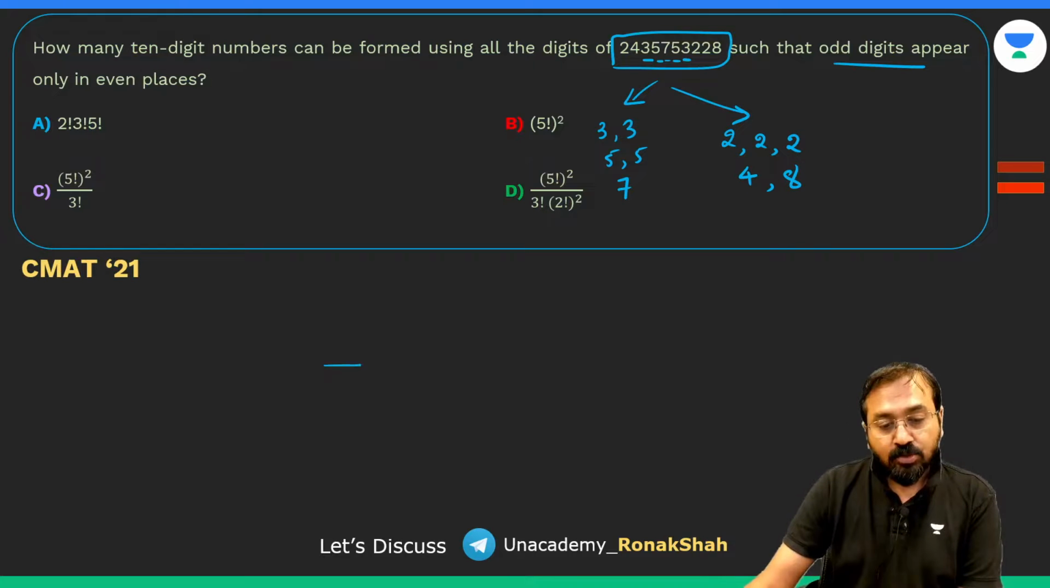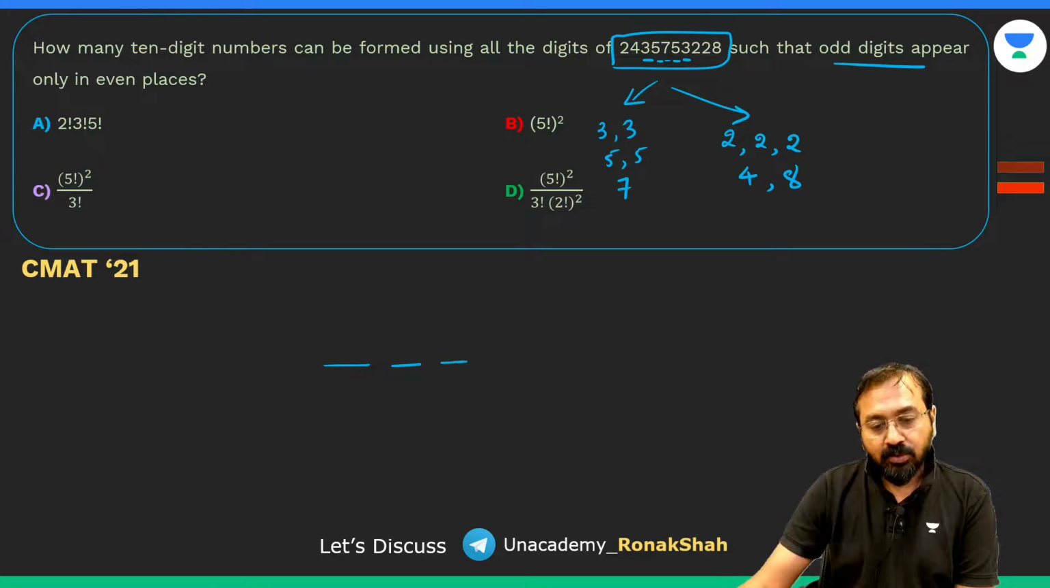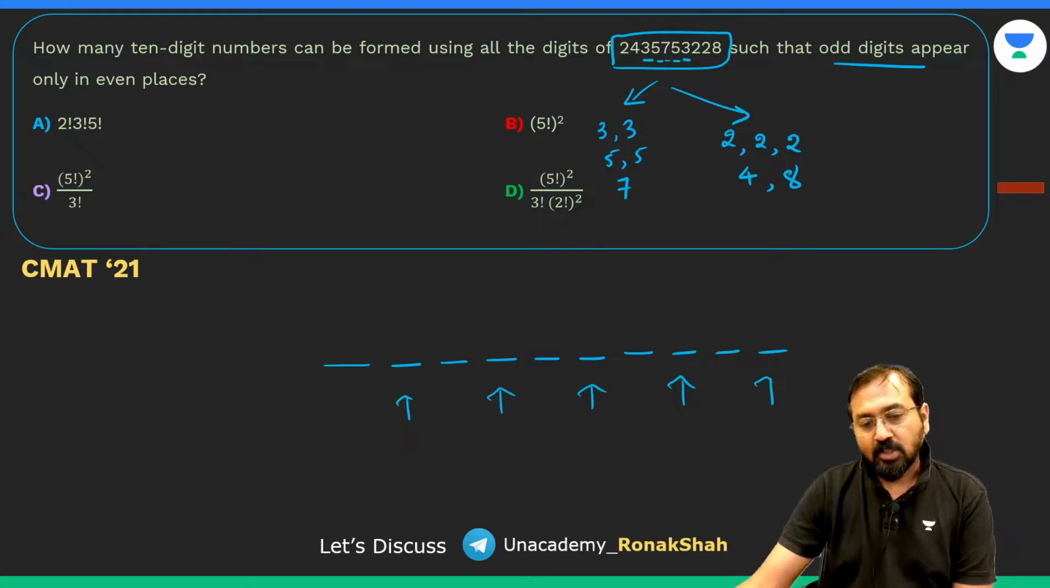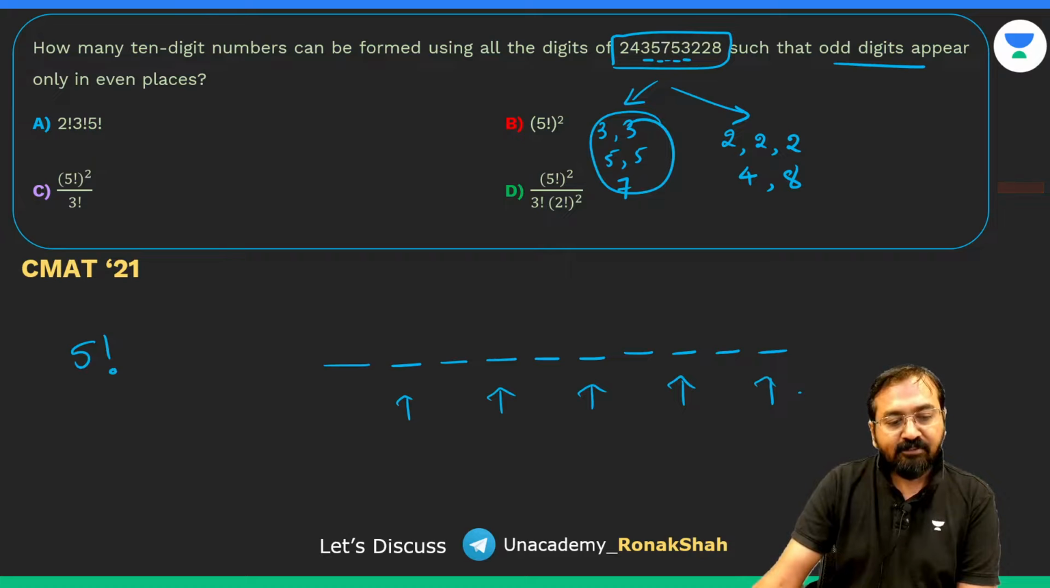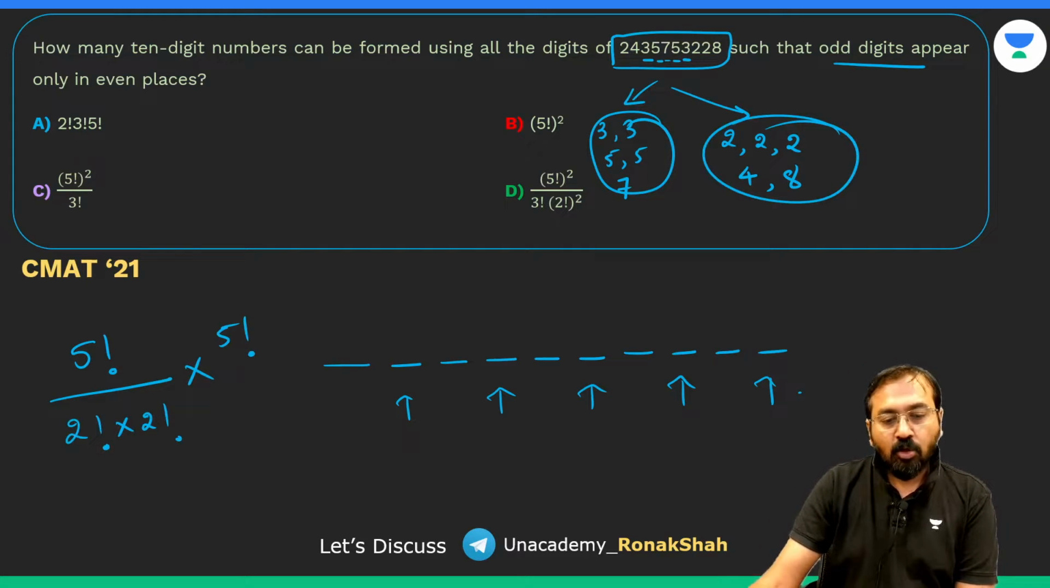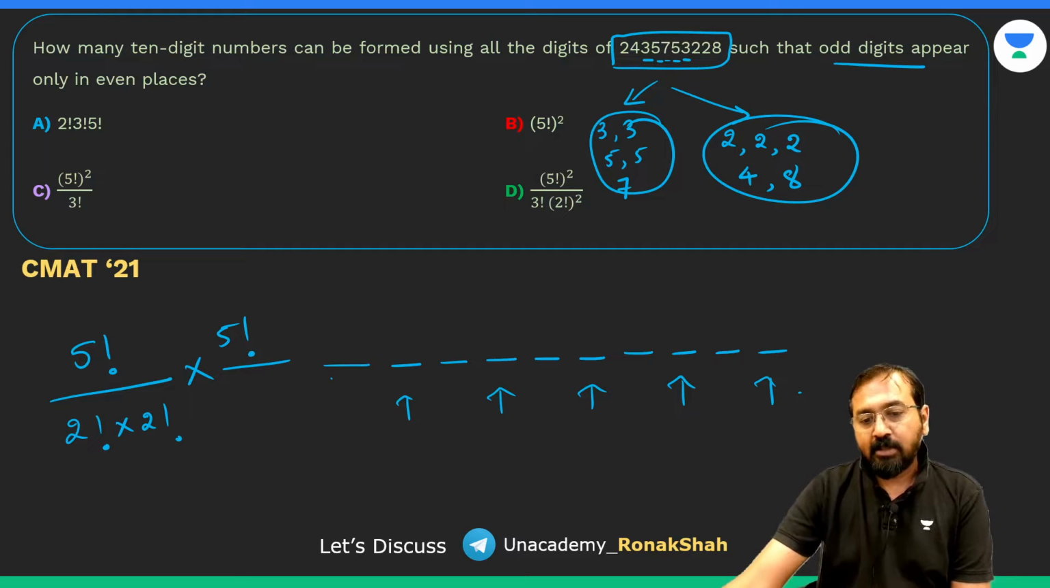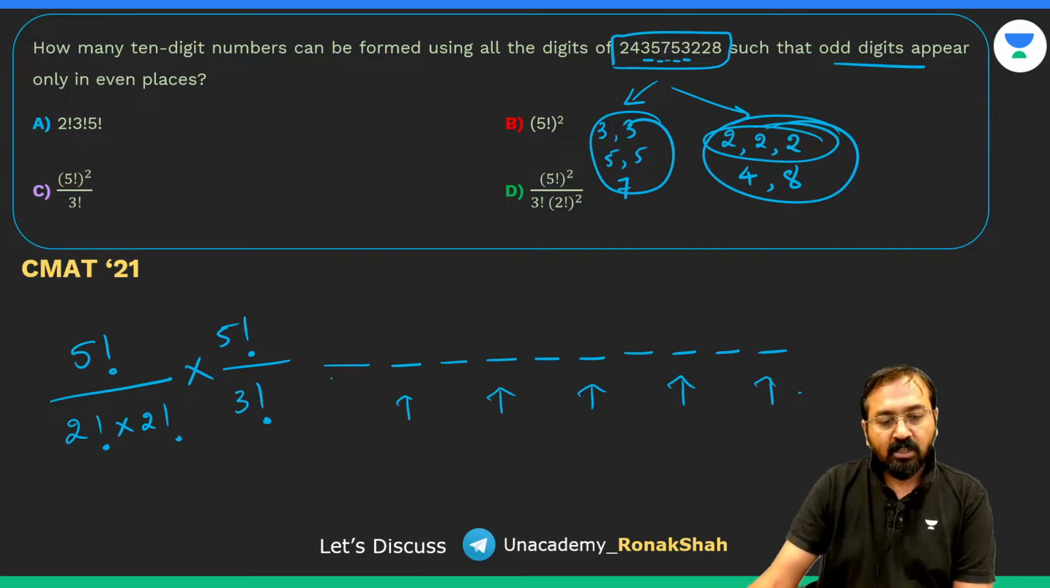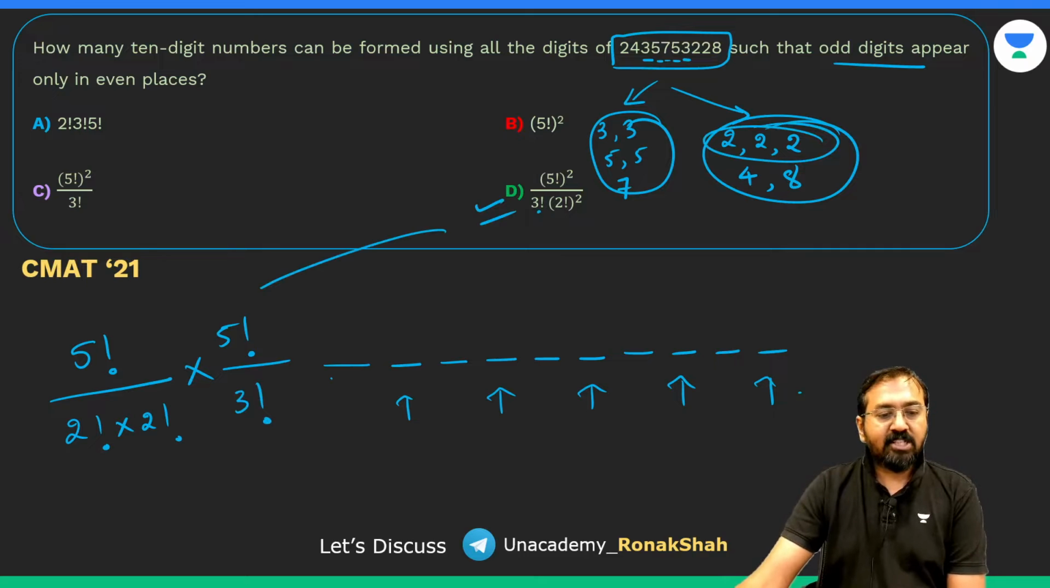And we are asked to form 10-digit numbers, places 1, 2, 3, 4, 5, 6, 7, 8, 9, 10. And odd digits appear only at the even places. So these are 5 even places. We need to arrange these 5 digits on these 5 places. It can be arranged in 5 factorial divided by the identical digits, 2 factorial into 2 factorial, ways. And the 5 even digits can be arranged on the remaining 5 positions in 5 factorial, but there are 3 twos, so divide by 3 factorial. Can you see option D matching with this?